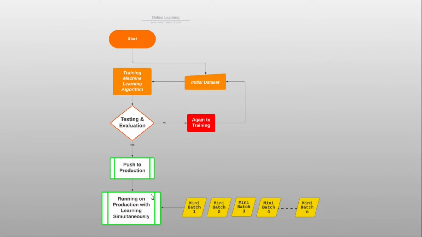In online learning, similar to every machine learning project, we will start with collection of the data set, and then we will go for the cleaning process and then pre-processing, and then splitting the data set into train set, validation set, and test set. And then the train set will be given to the machine learning model for training, along with the validation set for validating the model simultaneously during the training of the machine learning algorithm. And then it will be tested and evaluated, and if the testing works fine, it will be pushed to production. And the major difference between batch learning and online learning happens here.